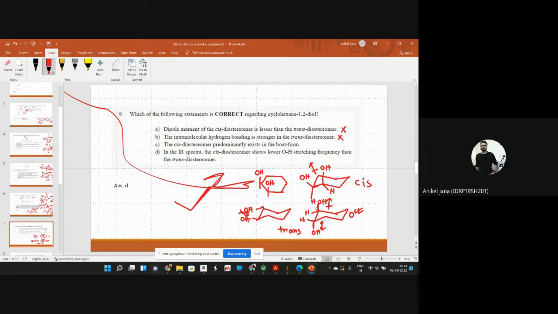As you can see, in the diaxial form there is no possibility of hydrogen bonding. So that is why in the trans isomer, no intermolecular hydrogen bonding is possible.